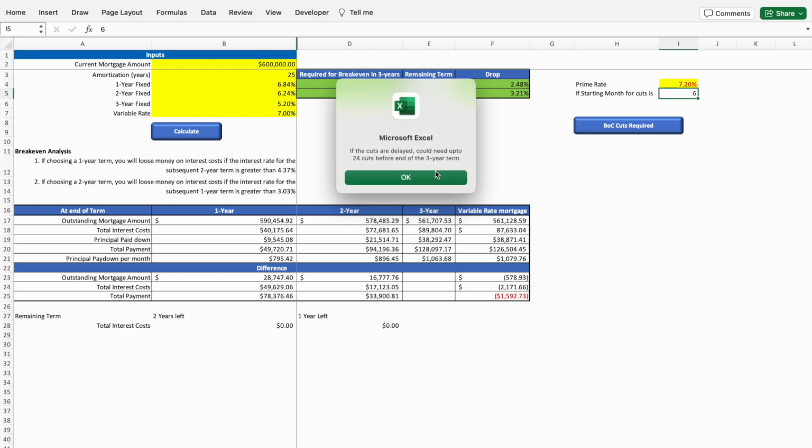And what is the worst case scenario? The worst case scenario is that you need to see 24 cuts, or a 6.6% drop in the interest rate, for that 7% choice to come out ahead. So the longer the cuts are delayed, the more the odds are stacked against the choice of going with a variable term. This is how I would suggest my clients evaluate the different options they are faced with and then make a judicious choice.